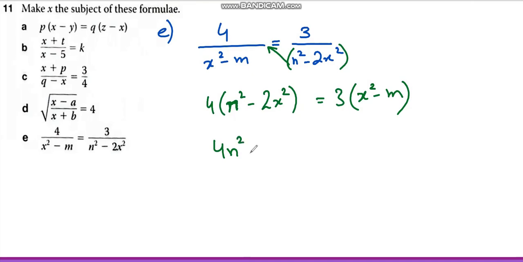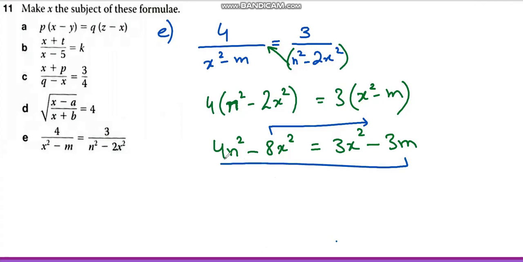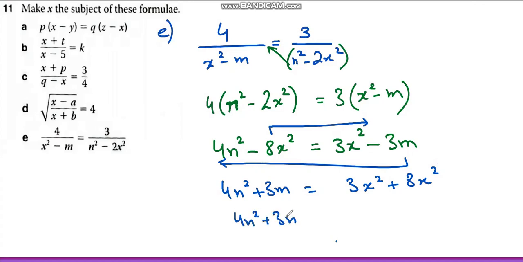I will get 4n square minus 8x square inside the bracket, and on the right side I will get 3x square minus 3m. And now I can shift the terms containing x to one side, so I shift this term towards the right and this term towards the left. So I will get 4n square plus 3m on the left side, and on the right side 3x square plus 8x square, which gives 11x square.